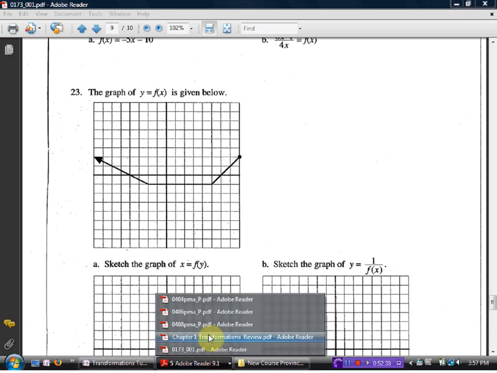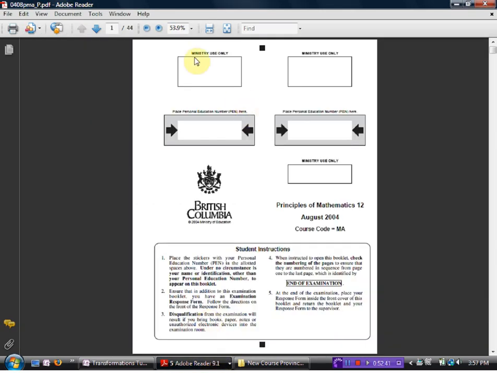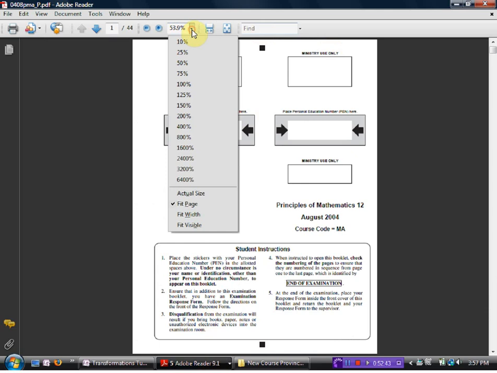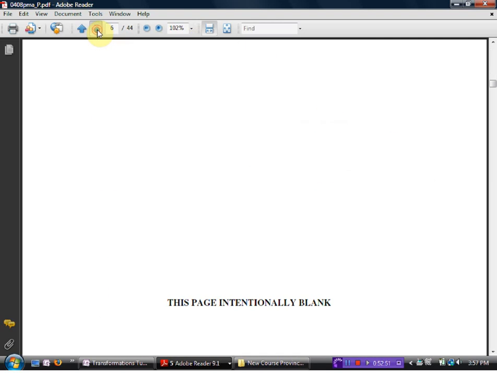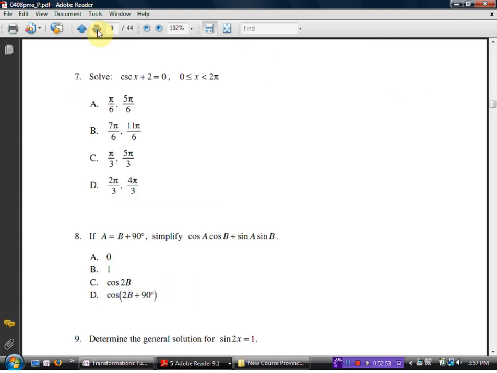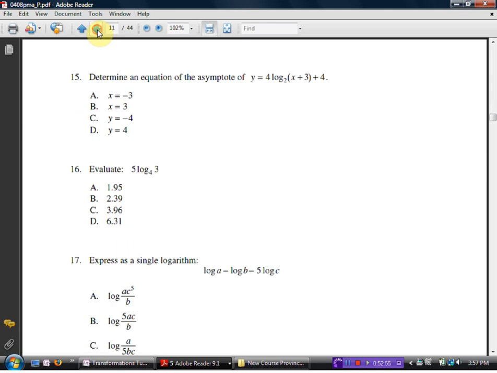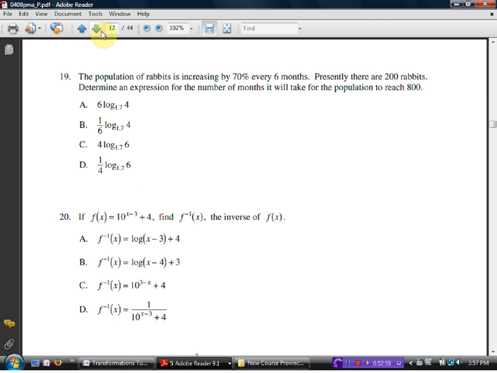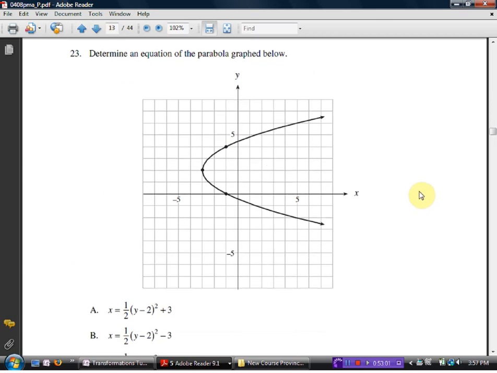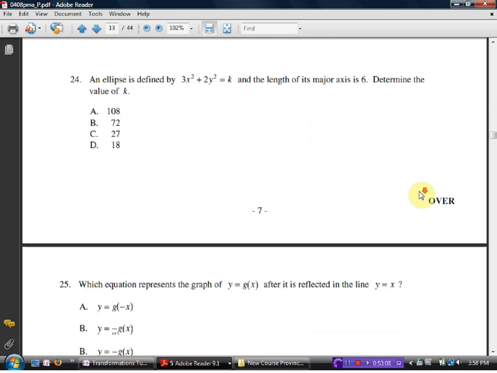Just wanted to show you a couple of exams. So here is the August 04 exam. And just letting you know kind of some of the stuff that you're going to see. That's trig, trig, trig, trig, trig. Oh, that's log. This was conics. We don't do that anymore.